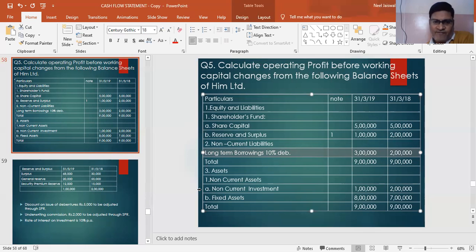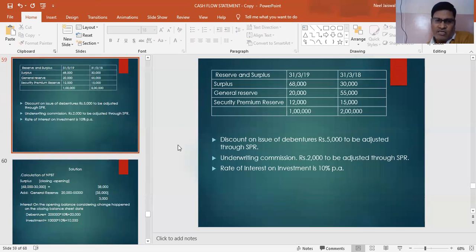Yes, there is investment. It must have an interest. We will see the adjustment to see that interest is there. The three items only we have to see from the big sum: one is reserves and surplus, one is this borrowing 10%, and one is this investment. Let's see the adjustments given. So reserves and surplus has surplus, general reserve and security premium reserve.